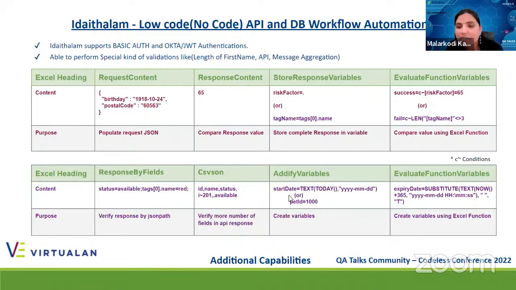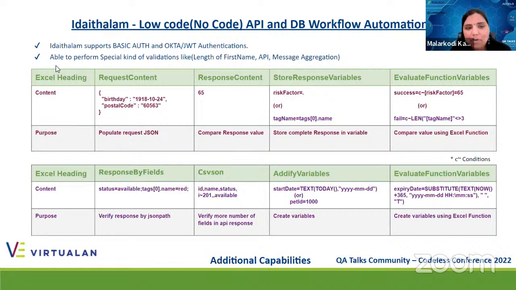So these are all the different ways we can compare the responses with this framework. Also, I wanted to tell you a very important benefit. Idaithalam supports basic authentication, Okta and JWT authentication. If you want to retrieve some JWT authentication key, you can do that also with one single row. In a single row, you can specify all of the details.